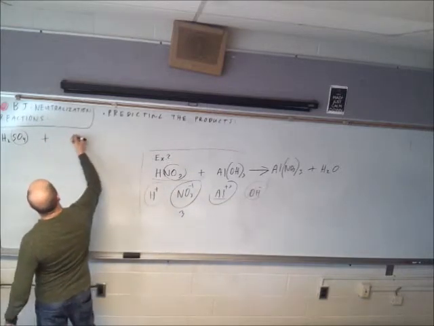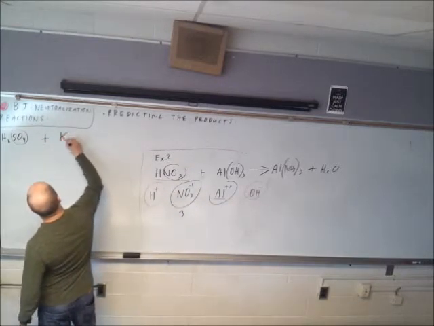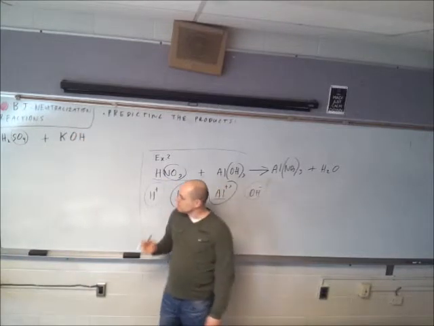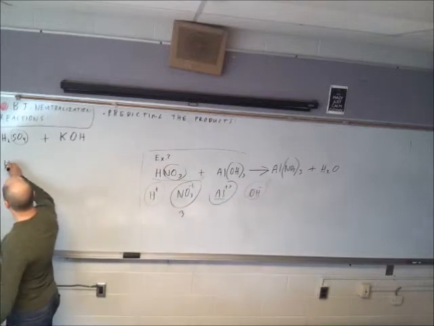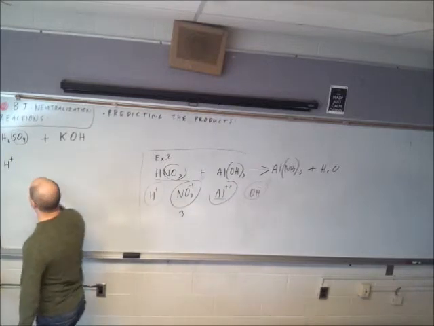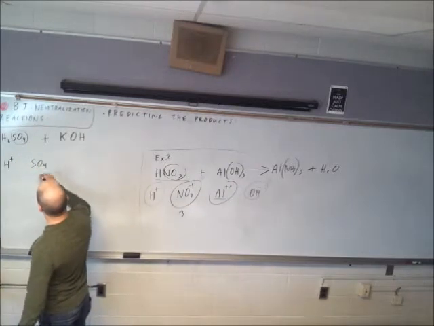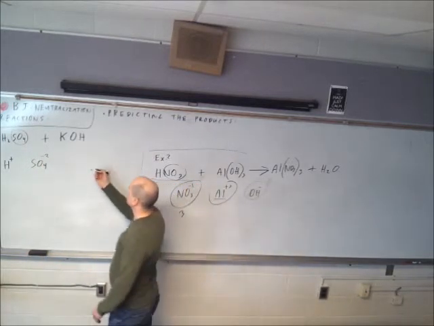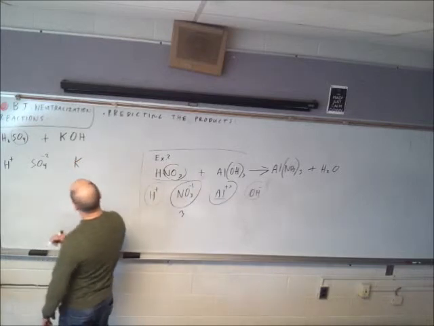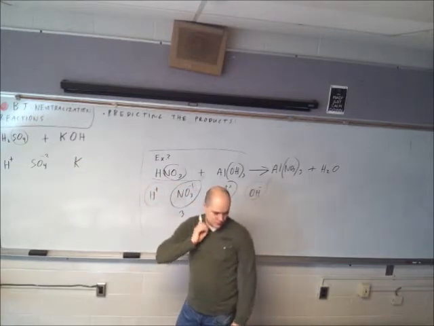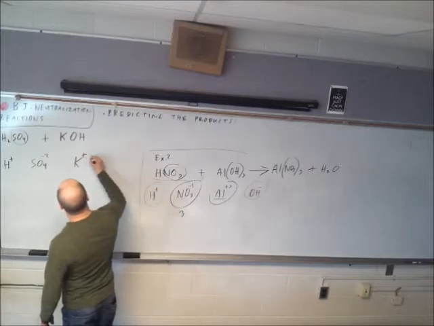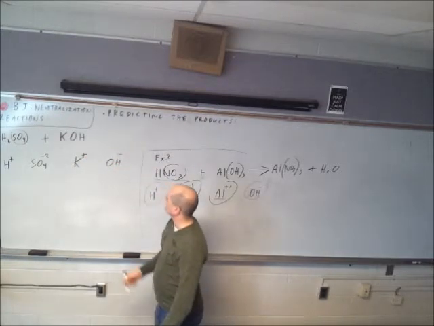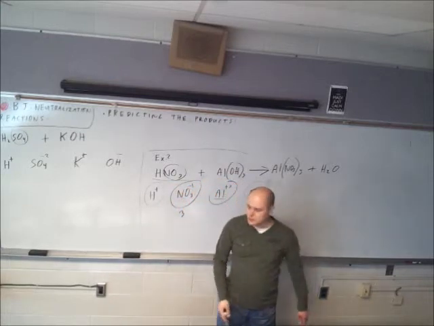All right, so we got hydrogen. I don't care about the hydrogen so much. We got sulfate, which we just said is -2. We got potassium. What's the charge of potassium? +1. It's in group 1, right? And then hydroxide? -1. That's always -1. All right. So again, these two are going to make the water. Right? So that's going to be your H2O. So these two are going to come together to make potassium sulfate.